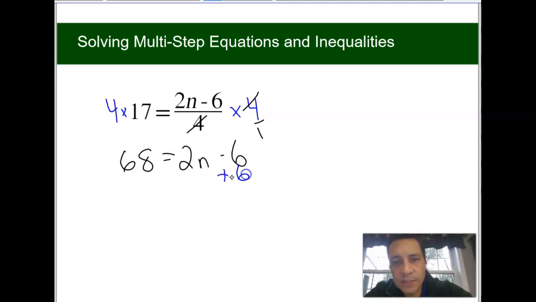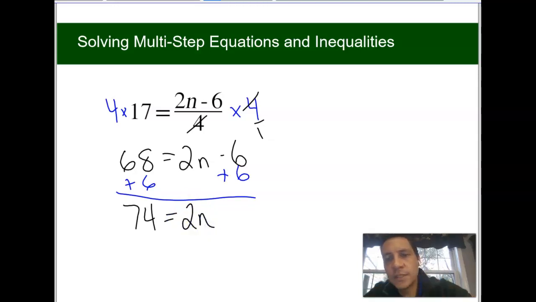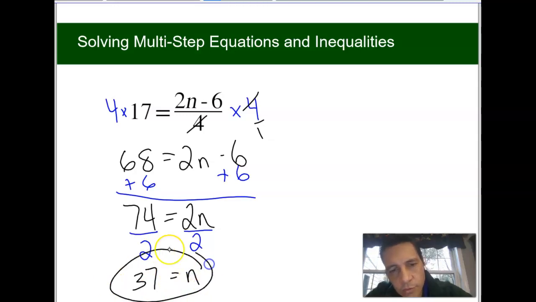I would add 6 to both sides. 68 plus 6, that is going to get me 74. 74 is equal to 2 times n. To get n by itself, I'm going to divide by 2. 74 divided by 2, that is 37. So n is equal to 37.